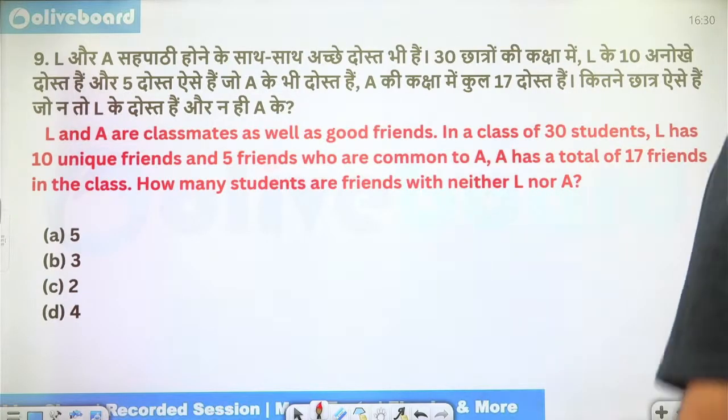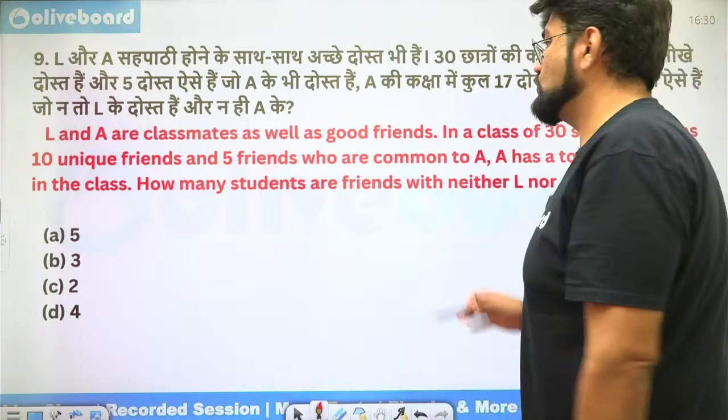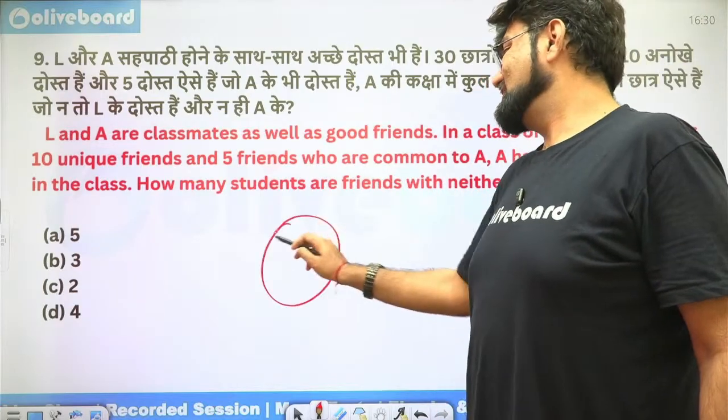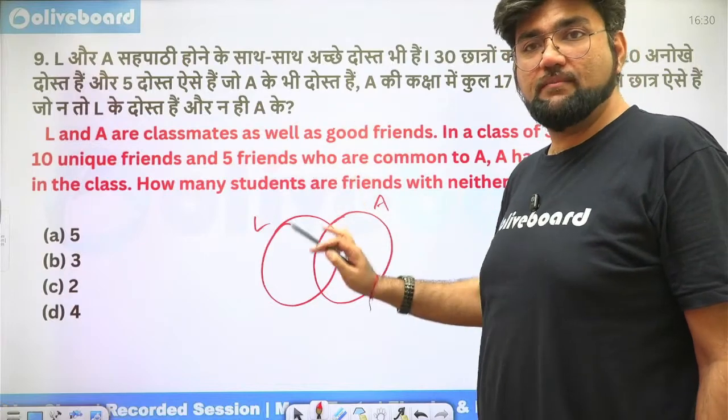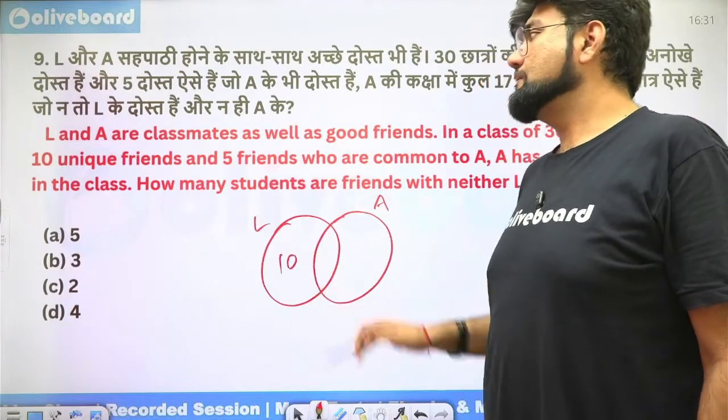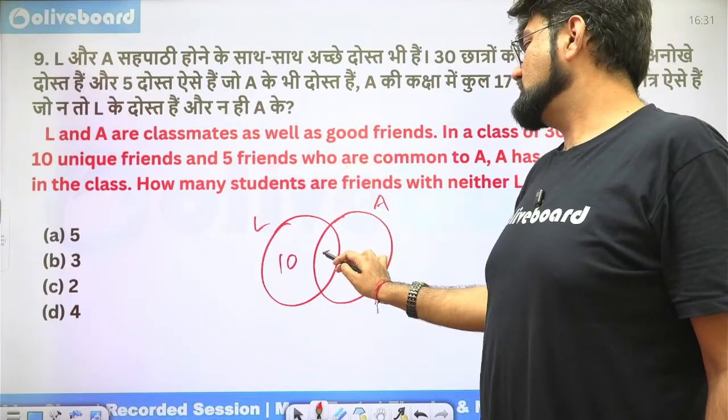L and A are classmates as well as good friends. In a class of 30 students, L has 10 unique friends. This is L, this is A. L has 10 unique friends. Unique means only friends of L. And 5 friends were common to A. So these are 5 people here.